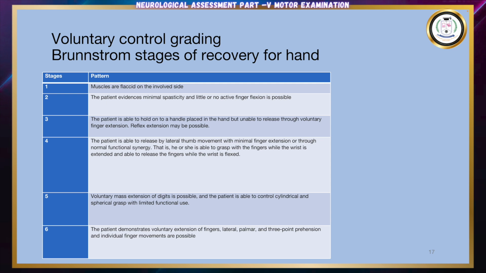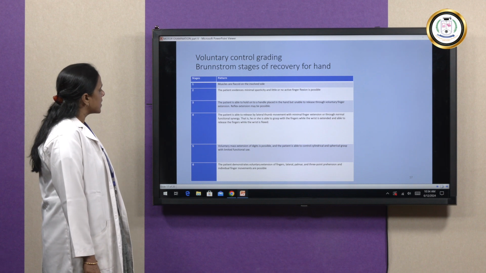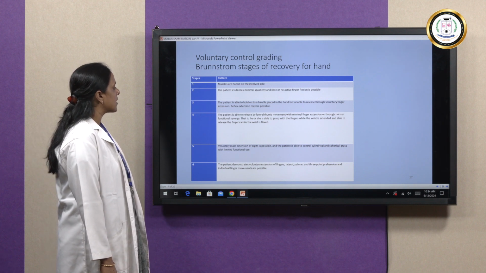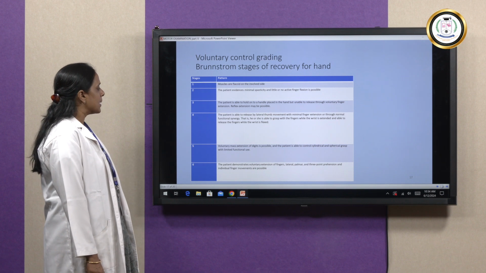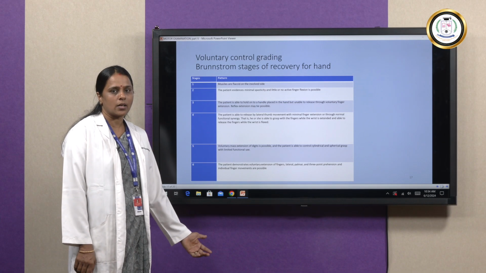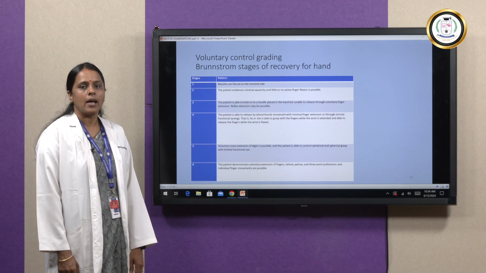In the 4th stage, the patient is able to release by lateral thumb movement with minimal finger extension or through normal functional synergy. In the 5th stage, voluntary mass extension of digits is possible and the patient is able to control cylindrical and spherical grasp with limited functional use. In the 6th stage, the patient demonstrates voluntary extension of fingers, lateral, palmar and 3-point prehension, and individual finger movements are possible. So this is for the hand. Similarly, it has been given for the upper limb and lower limb.